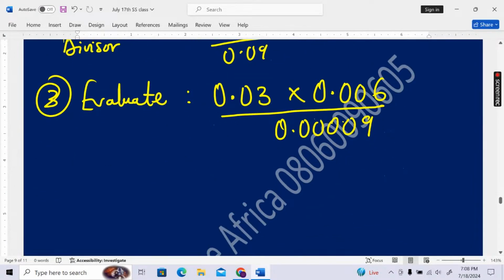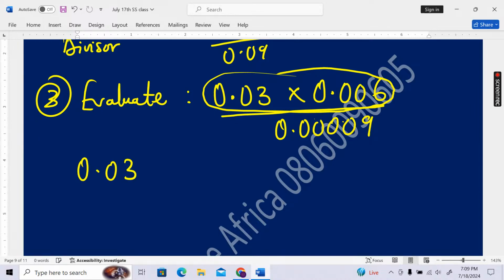Okay, so now we have to evaluate this question. The first thing you need to do is deal with the numerator, make the numerator a single number, all right? Before you start dividing everything, I hope that is clear. So the first thing we need to do is to now multiply 0.03 by 0.006. Now, how can we easily do this? Let's make the number on the right a whole number by moving the decimal point. So let's do it together.